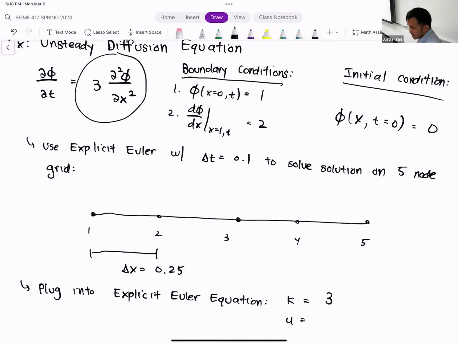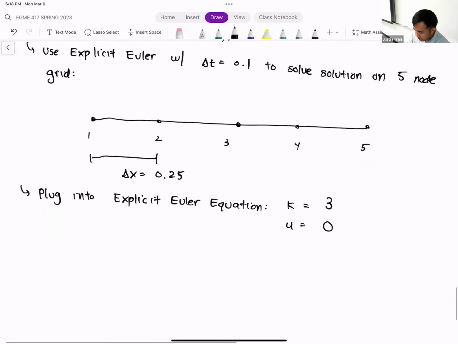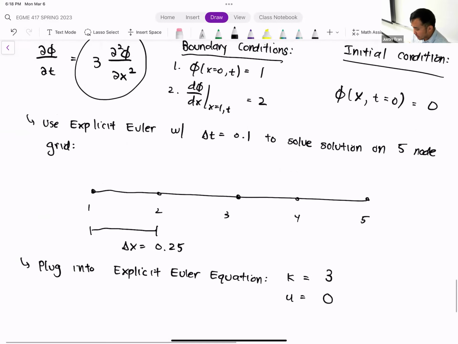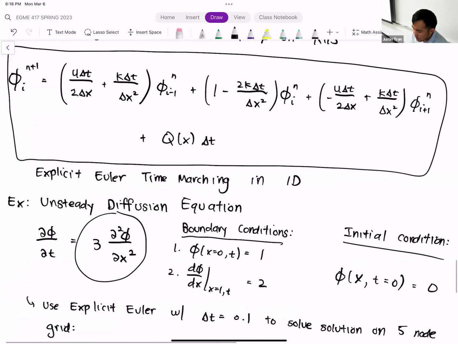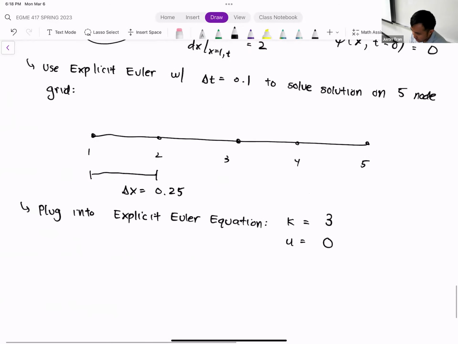And so the other thing we need is the convection velocity. In this problem, there is no convection velocity because there's no first order derivative in space. And so u here is going to be equal to 0. Okay. And so let's plug all that in. And what you'll see is that after you plug all this in, it actually simplifies this equation quite a bit. Okay? Oh, one more thing.